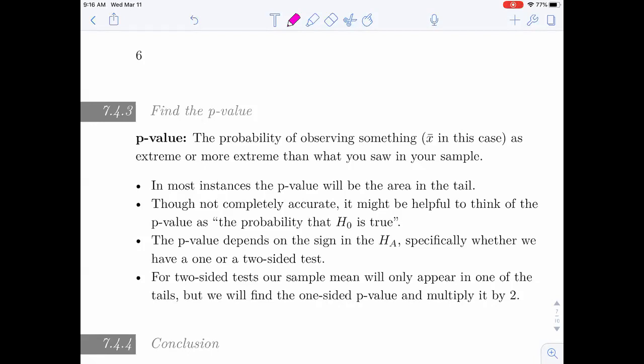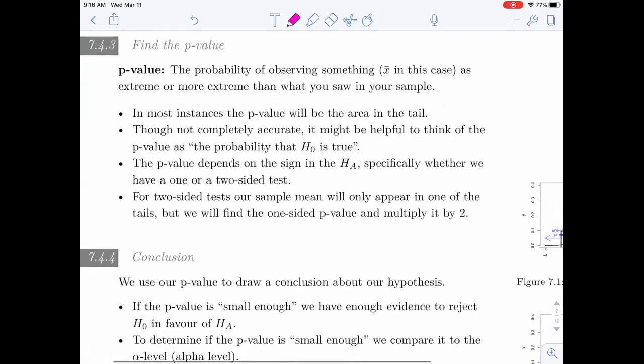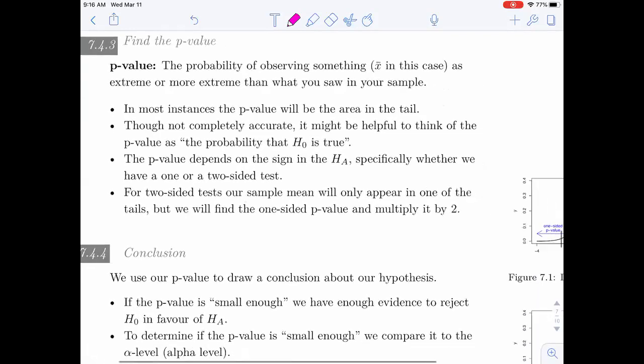I've got kind of a warning. It's not completely accurate, but a nice way to think about the p-value is as the probability that H naught is true. If we're finding a small p-value, which means we're far out into the tail, then the probability that the null hypothesis is true is very small, and it helps to think about it that way. Then the p-value depends on the sign in the alternative hypothesis. And this is where we bring in whether we have a one or a two-sided test.